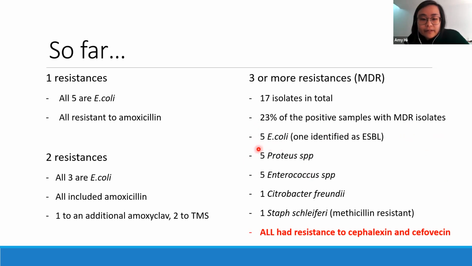5 of these isolates were E. coli, 1 identified as ESBL, 5 Proteus, 5 Enterococcus, the 1 Citrobacter was also MDR, and then 1 Staph schleiferi, which was methicillin resistant. And every single one of these 17 MDR isolates were resistant to cephalexin and cefovecin, or Convenia.